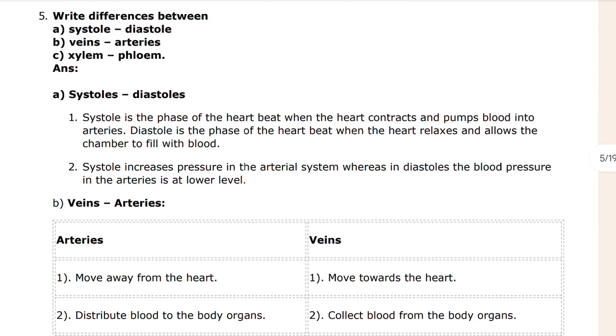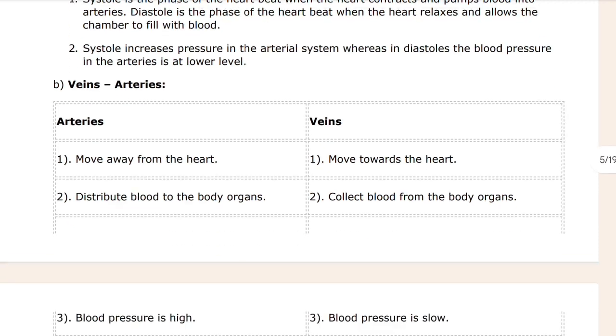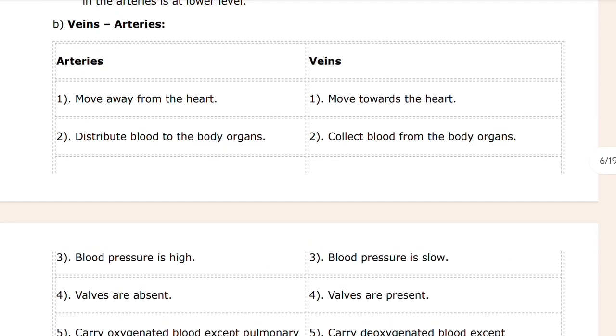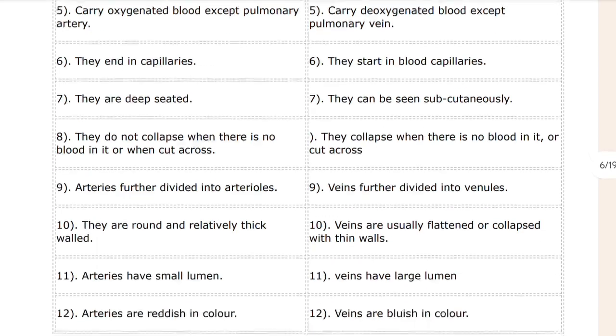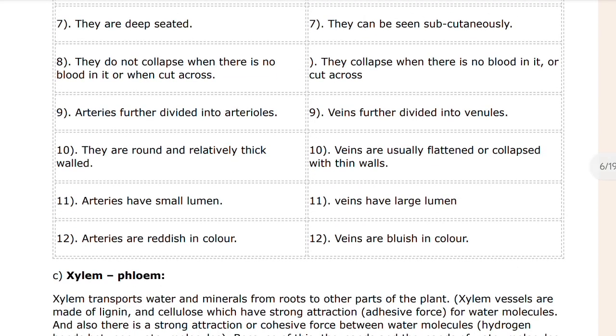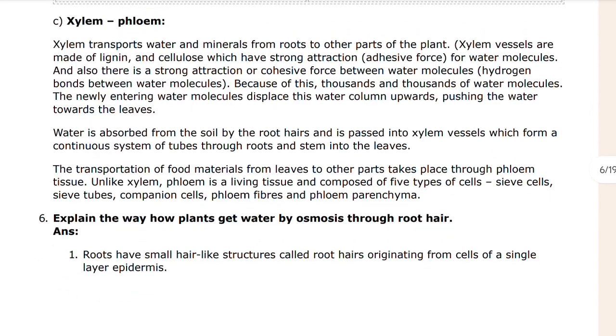Then after that, write the difference between arteries and veins, veins and capillaries, xylem and phloem. This is important. They will ask you what is the difference between xylem and phloem. So make sure that you can tell what the difference between xylem and phloem is. Okay, now this is very, very important, about xylem and phloem. Okay. All right. Is it clear? Xylem and phloem are given here.